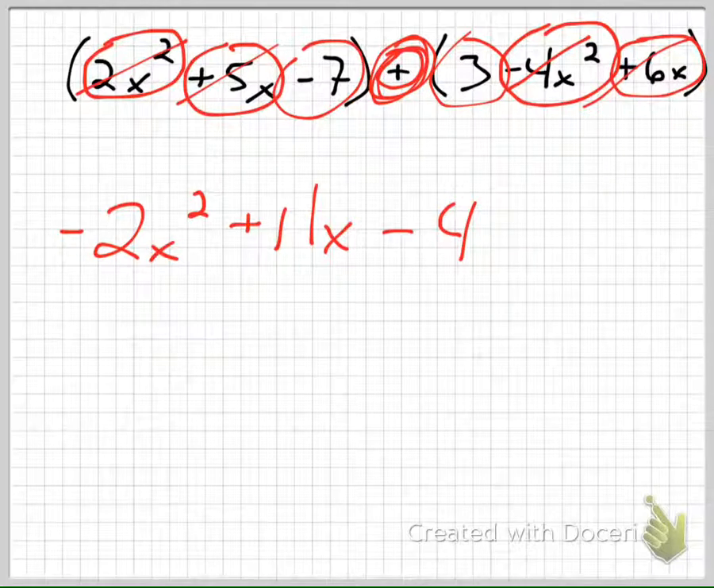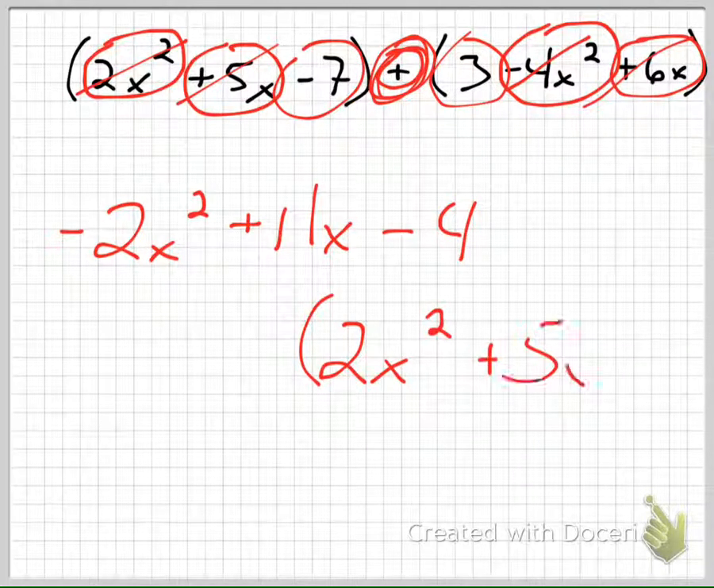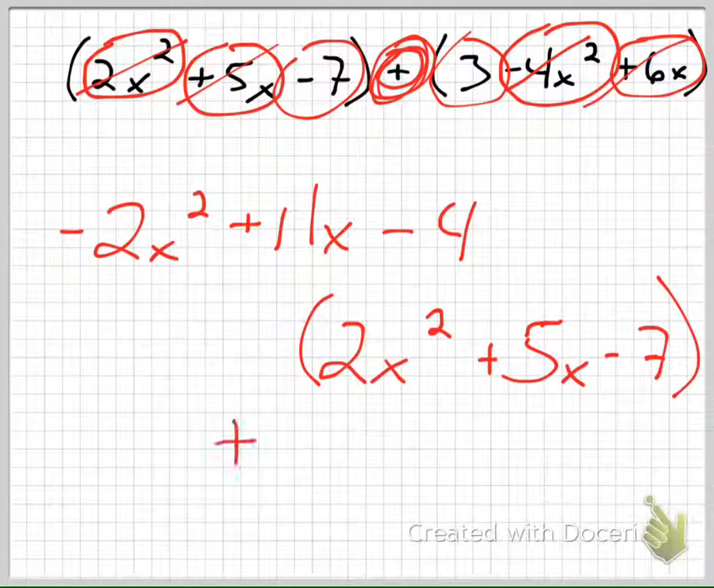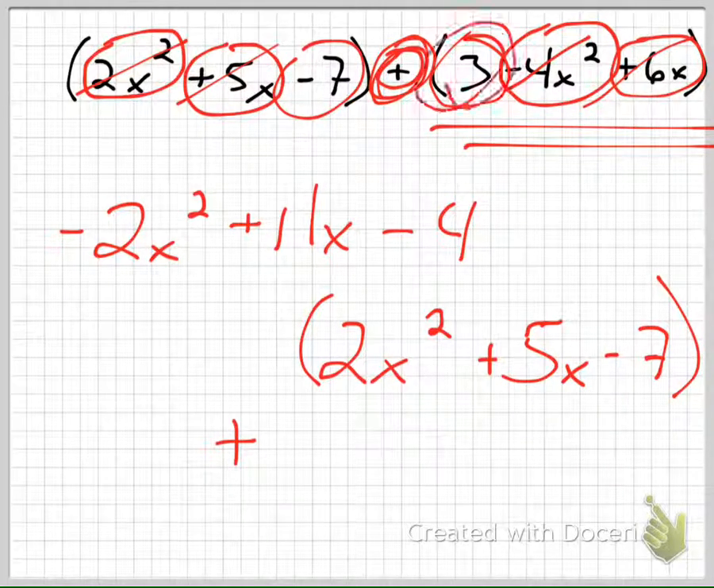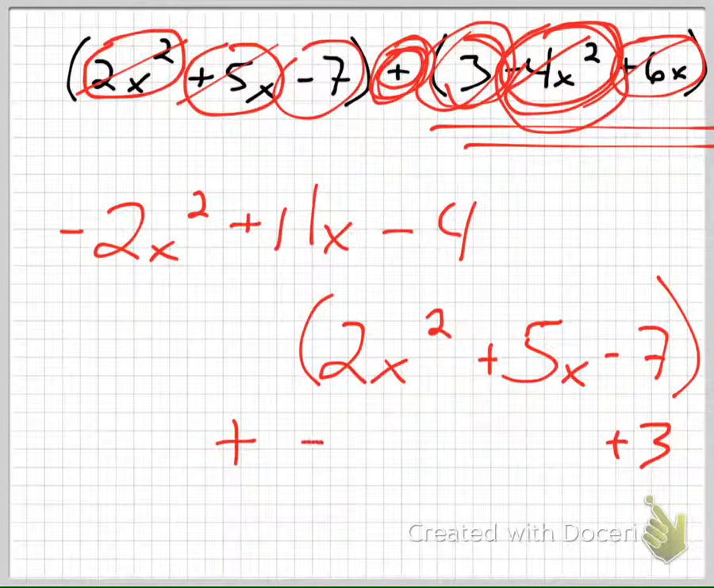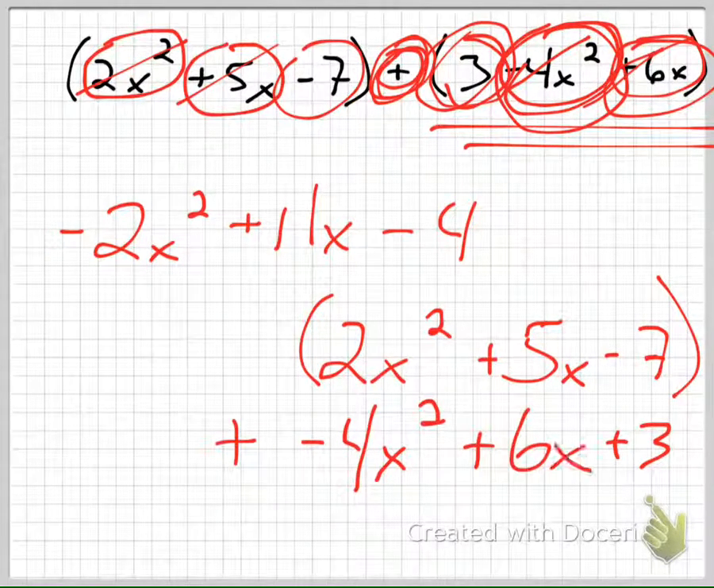Let's do it a different way. This time we're going to do it the vertical way. In parentheses, 2x squared plus 5x minus 7, right? Plus, now here's the deal. I'm going to line things up, right? I got to line things up here with this guy over here. I have a 3. Where am I going to put him? Underneath the 7, right? I have a negative 4x squared. That is underneath the x squared, right? I have a plus 6x. That's going to go underneath the x.